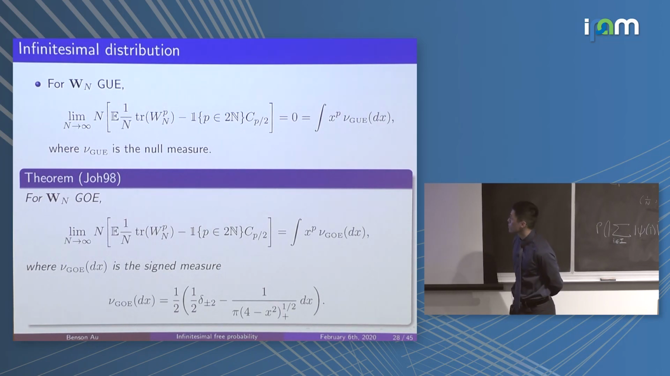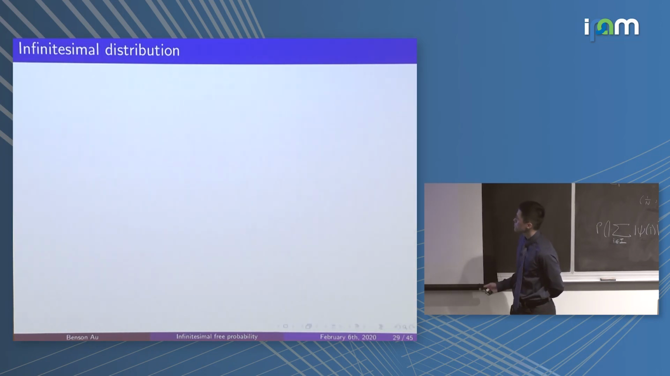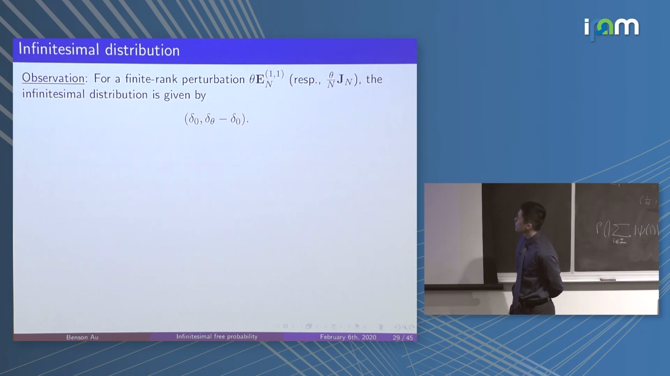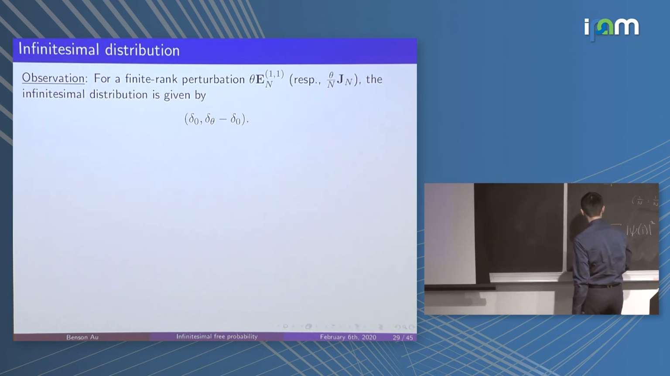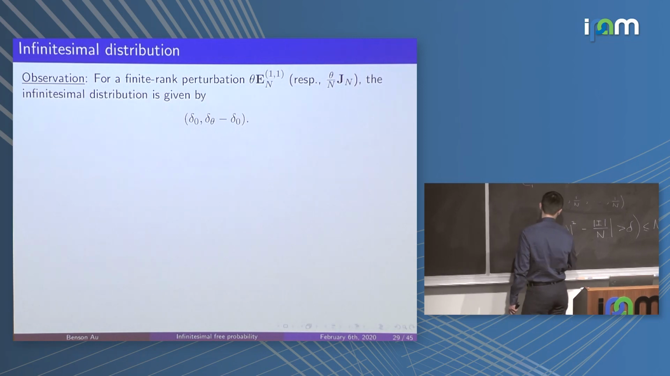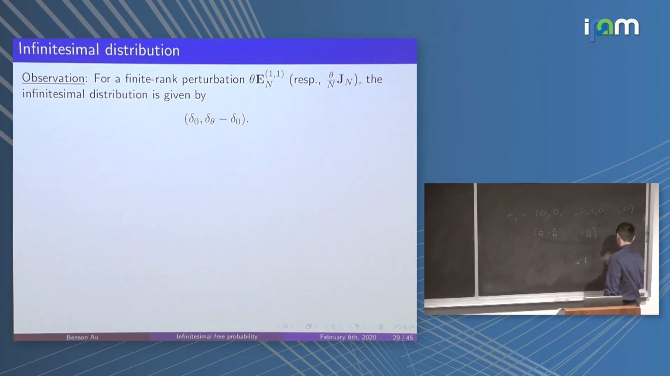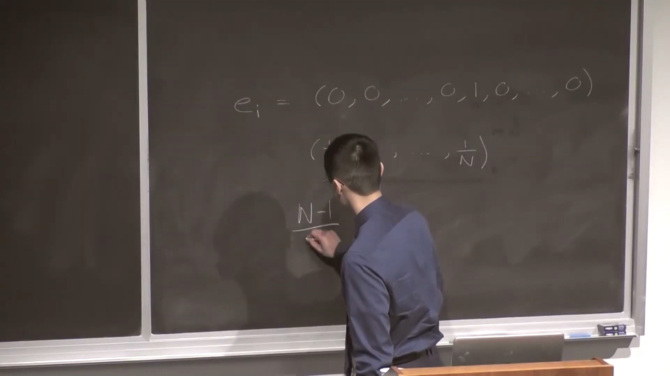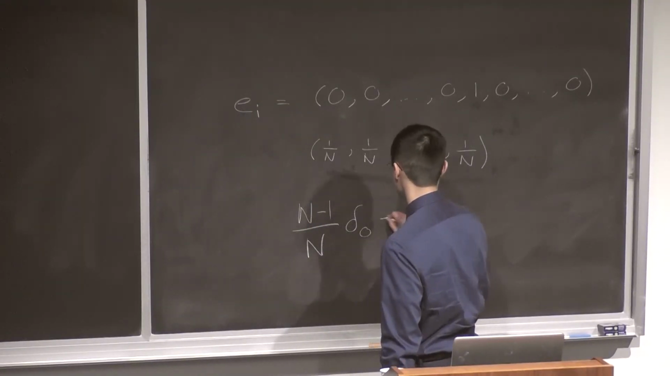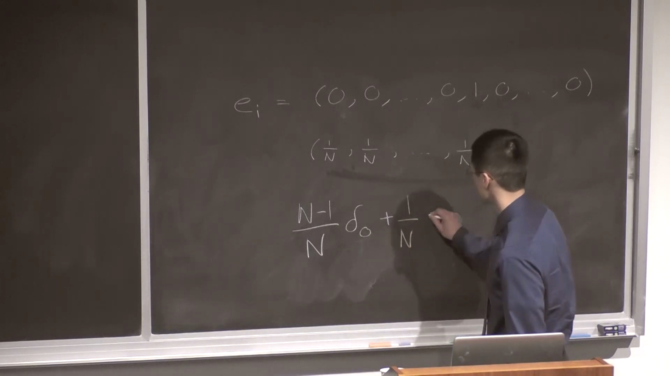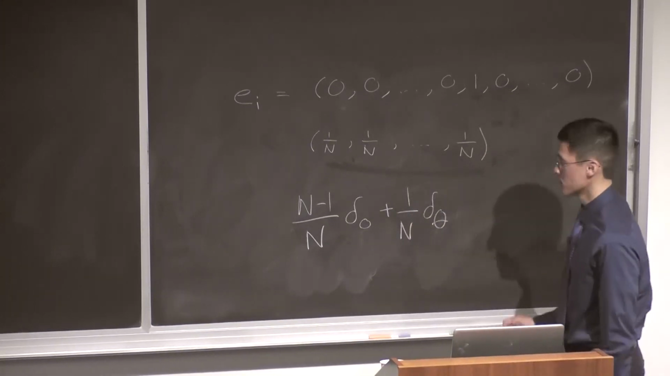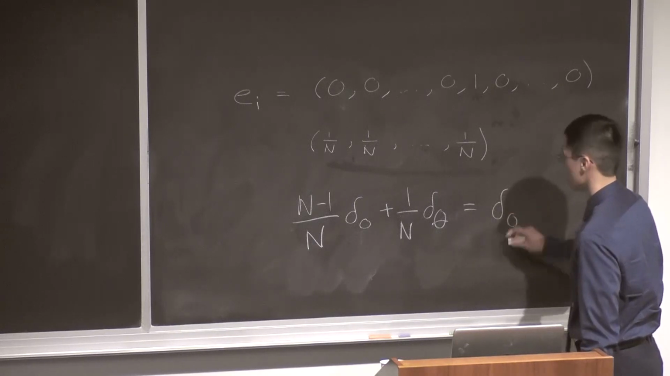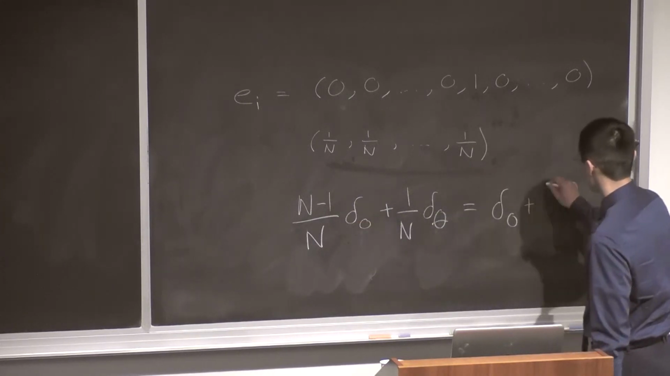Why are we working so hard to compute these? Well, let's think about just the finite rank perturbation. So what is the infinitesimal distribution of a finite rank perturbation? For your finite rank perturbation, you don't actually have too many non-trivial eigenvalues. In particular, n minus 1 of your eigenvalues are 0, and you just have the one eigenvalue at theta. So this just pulls apart. You can add the 1 over here and subtract it off.